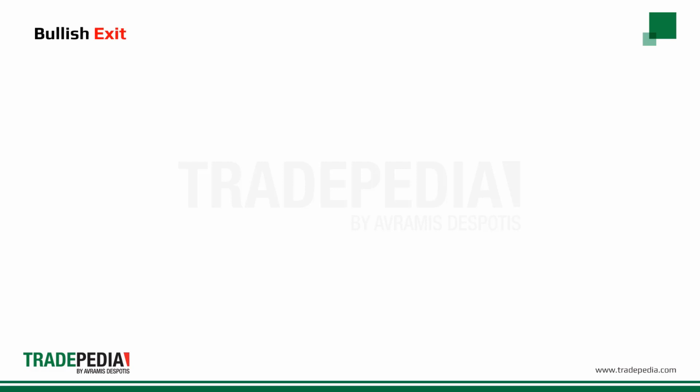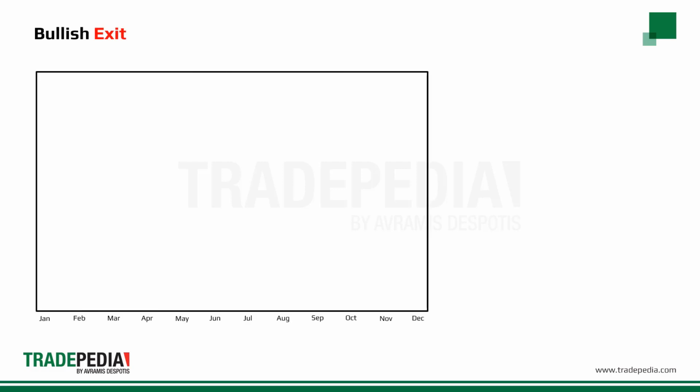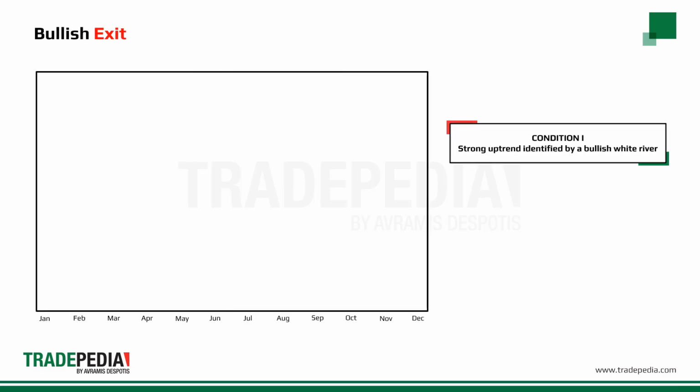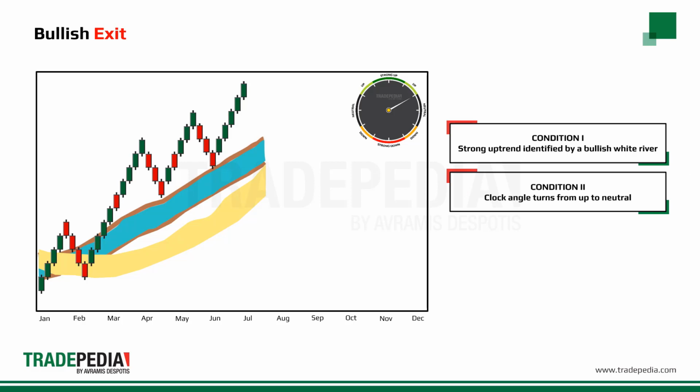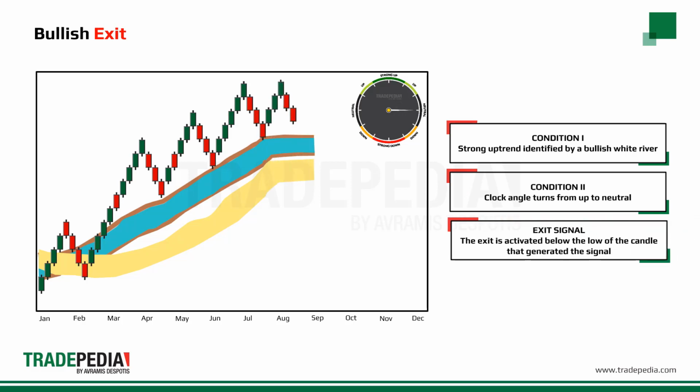A bullish exit signal is given when the following conditions are met. Condition 1. Strong uptrend identified by a bullish White River. Condition 2. Clock angle turns from uptrend to neutral. The exit is activated below the low of the candle that generated the signal.